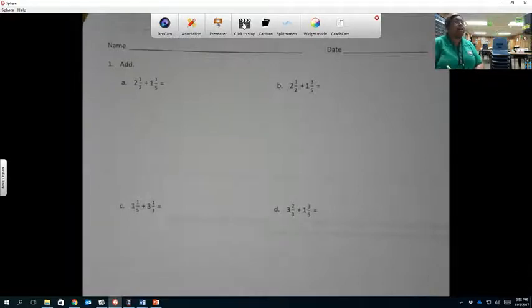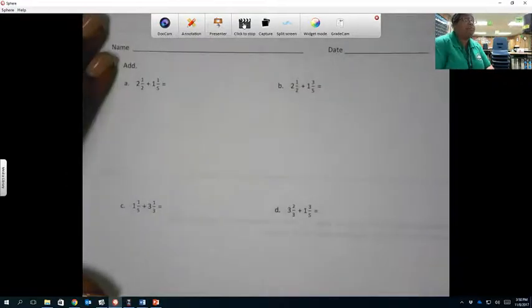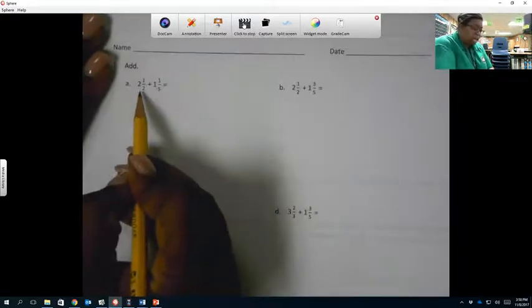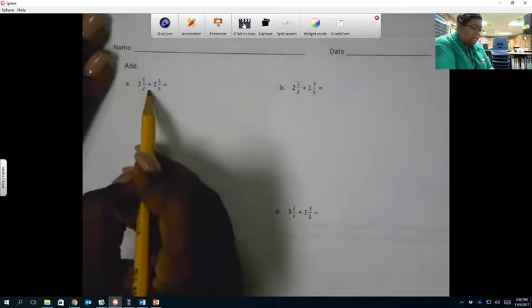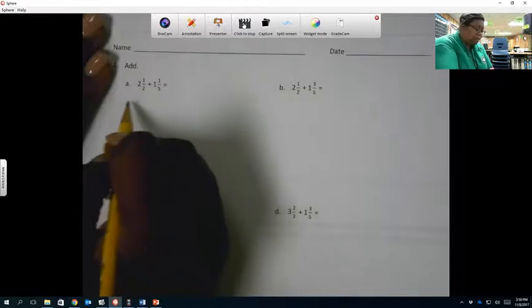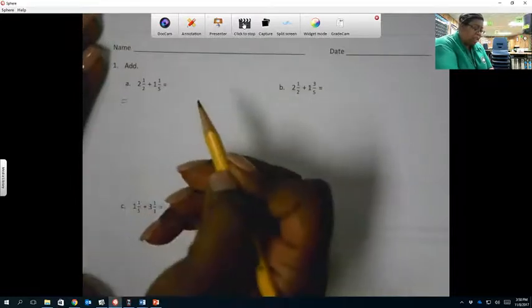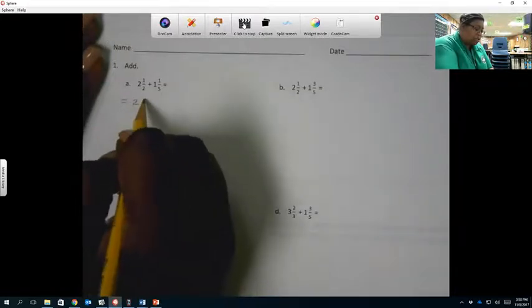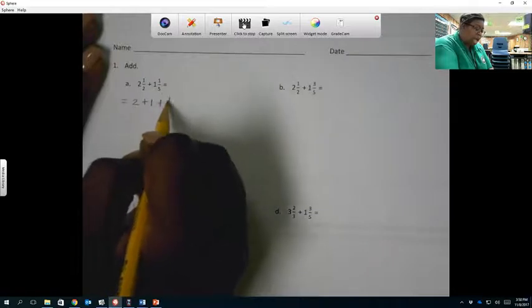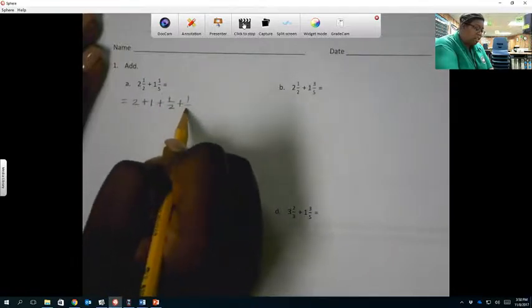I'm going to go ahead and go over the first two problems on the homework tonight to kind of help you out. All right, our first example tonight is 2 1/2 plus 1 1/5. The first thing I'm going to do is rewrite it with like terms. So 2 plus 1 plus 1/2 plus 1/5.